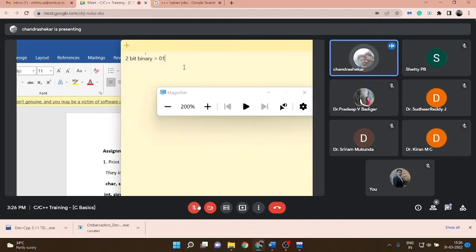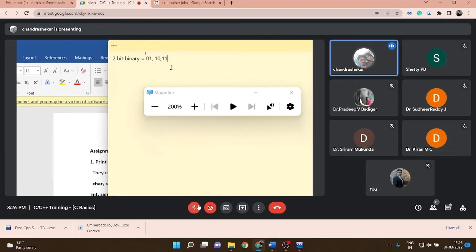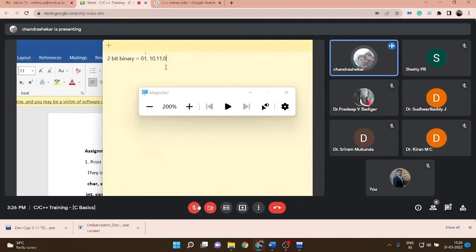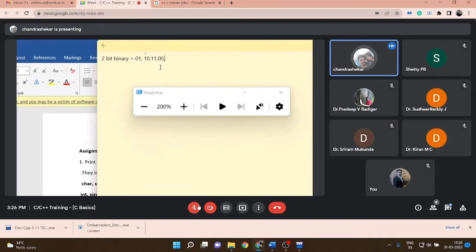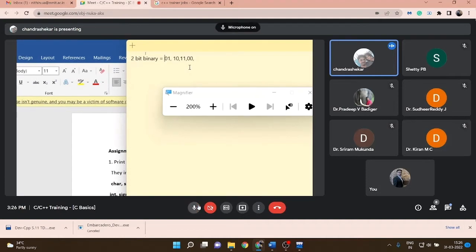Zero one is one number, 10 is one binary number, 11 is one binary number, and 00 is one binary number. It can have four different states. You're able to understand, right? This is called a two-bit binary number. If you're not able to follow, please tell me.